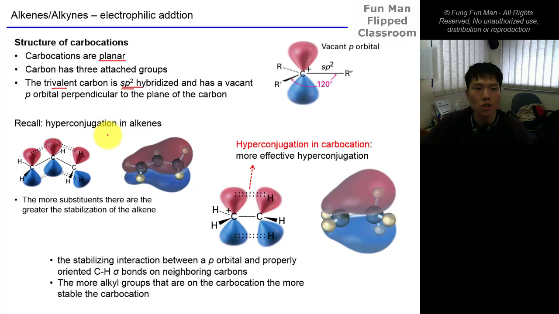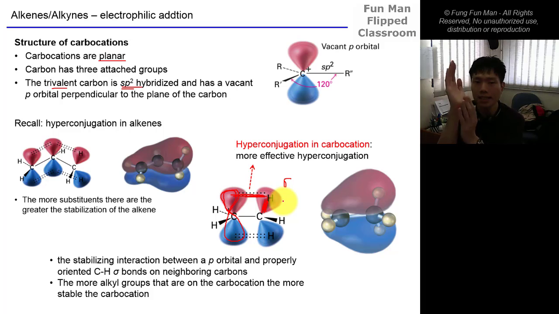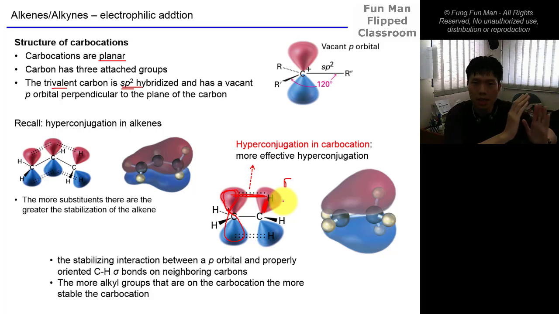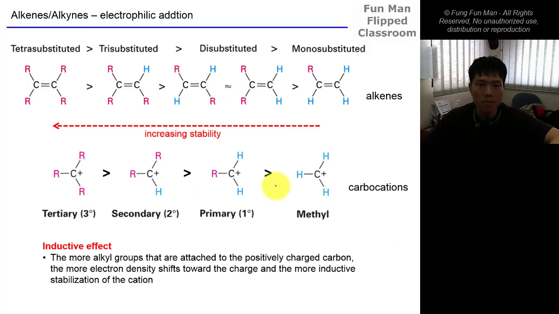Now recall hyperconjugation in alkenes, which I have not finished telling you just now. The more substituents there are, the greater the stabilization of the alkene. So in hyperconjugation, this is rather similar, because if we have the CH bonds here, this is a sigma orbital that will interact with the empty p orbital of the carbocation's carbon. You see, there's some kind of interaction, right? When it is aligned, then they will interact. And when we have more of these interacting, it is more stable. So that explains why the alkene stability is in such order. And the same goes for carbocations.